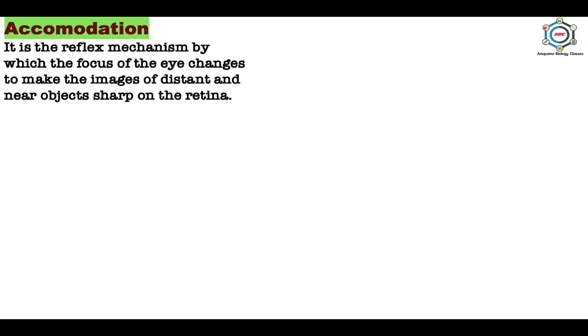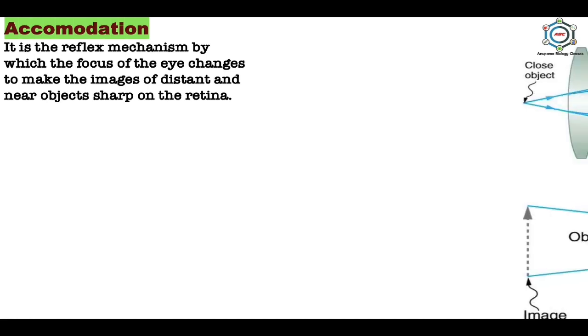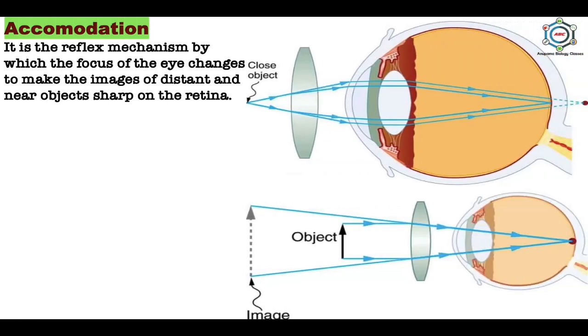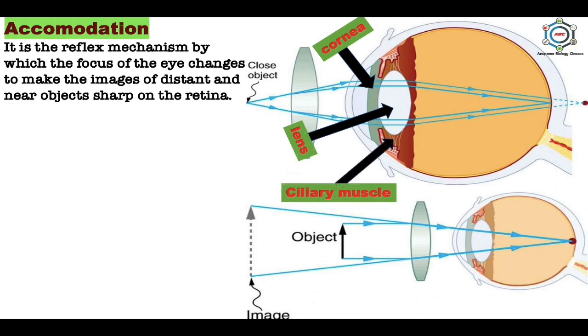Now the accommodation. It is the reflex mechanism by which the focus of the eye changes to make the images of distant and near objects sharp on the retina. In this picture, you can see the changes during accommodation. Here, this is the cornea, this is the lens, this is the ciliary muscle, and this is the focus on the retina. So these are the parts which help in the process of accommodation.